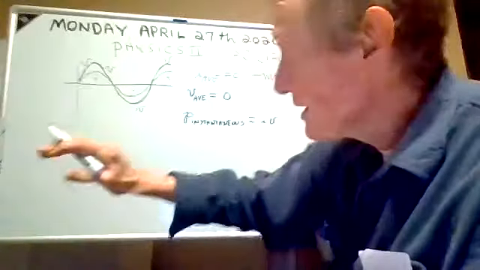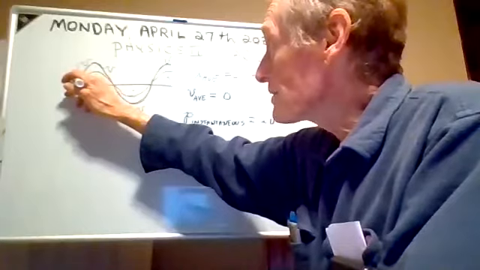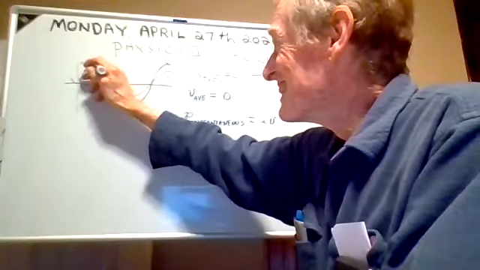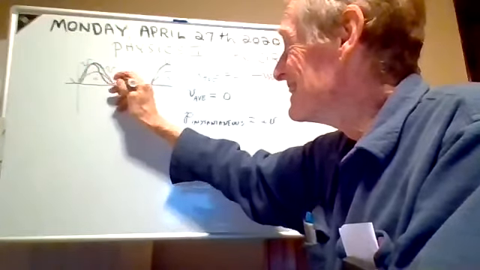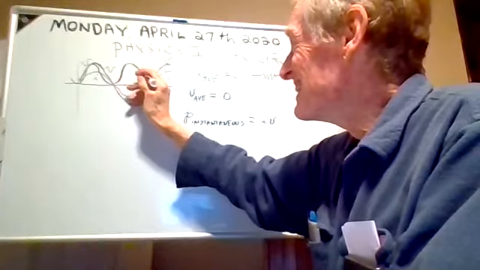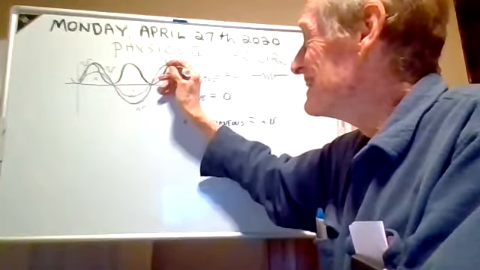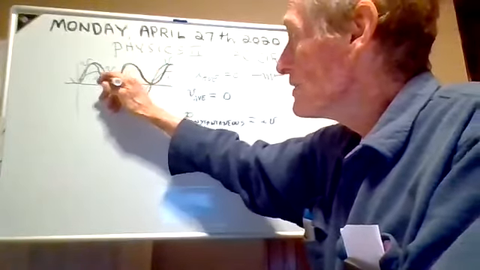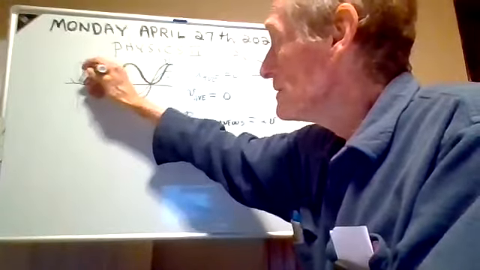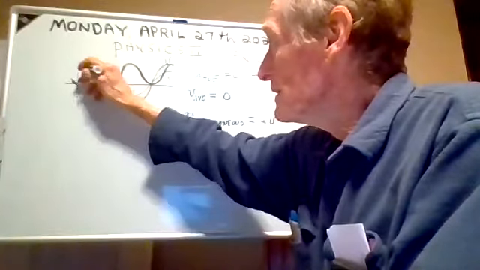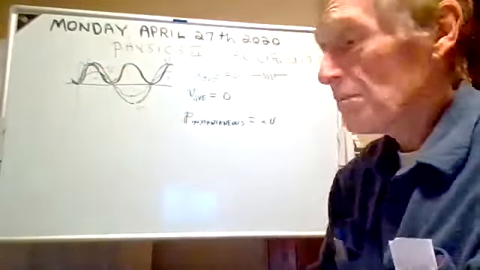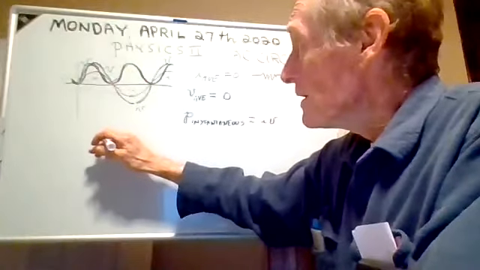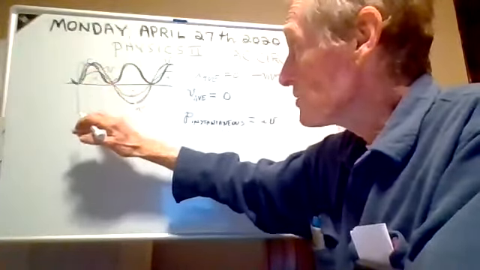It turns out the instantaneous power looks like this. Wish I had some different colors. This is the graph of the instantaneous power. And notice it's all positive. In fact, if you squared the current, that's what you'd get.